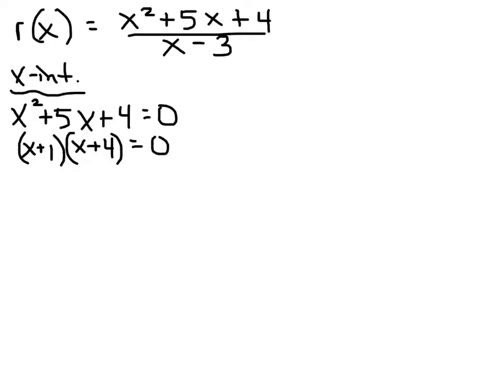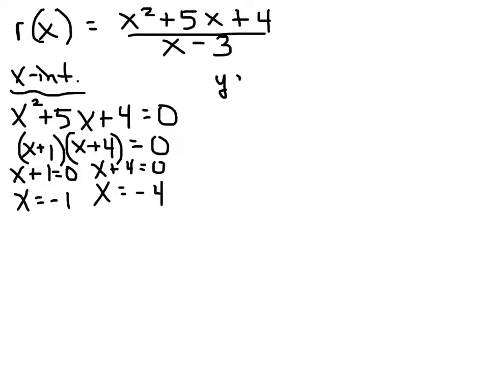And then when I put them each equal to 0, I get x plus 1 equals 0, or x equals -1. X plus 4 equals 0, or x equals -4. Then to do my y-intercept, again, it's the top over the bottom. Done. Nice and easy.